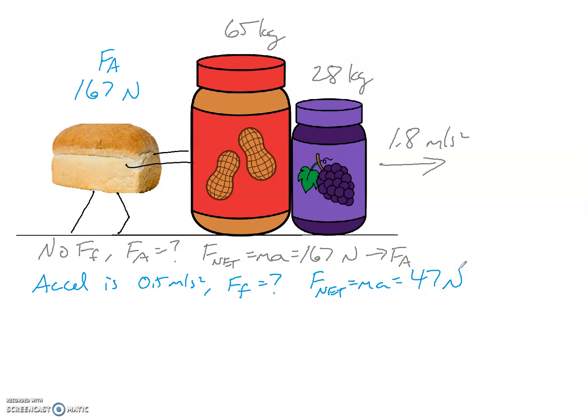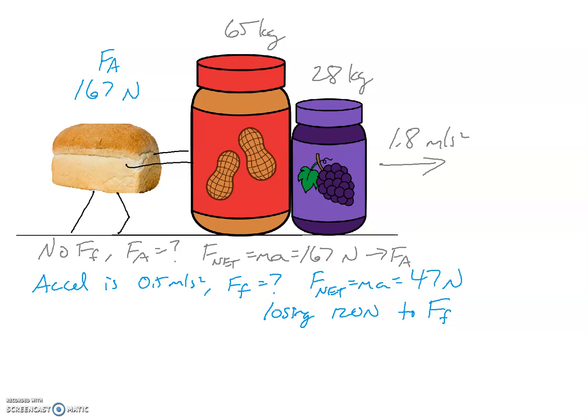So let's see, I've got 167 trying to move it. I'm only getting 47, so I'm losing 120 newtons. Okay, so I must be losing 120 newtons to the force of friction.